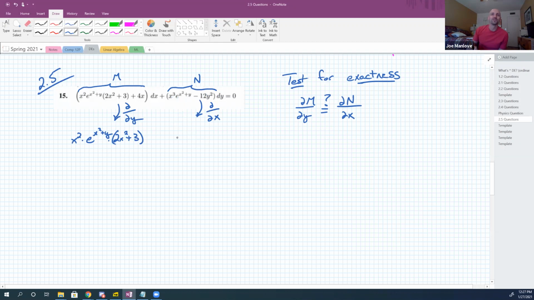So first things first, that's going to be a 3x squared times e to the x squared plus y for the derivative of the first times the second. And then I'm going to have plus the first times the derivative of the second. So that's going to be e to the x squared plus y times 2x. And then, like Karen says, that algebraically rearranges to be the same as the other thing. You guys see that?